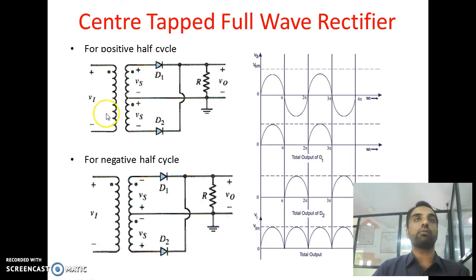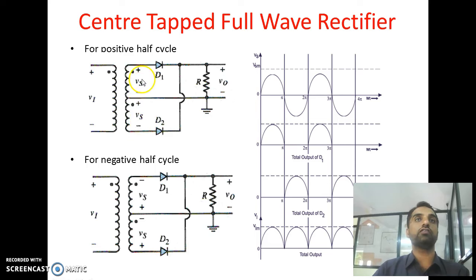When the AC signal is applied across the primary, for the positive half cycle of this AC signal, S1 is positive with respect to S2, and for that the center tap gives the negative sign for the upper one and the positive sign for the lower one.